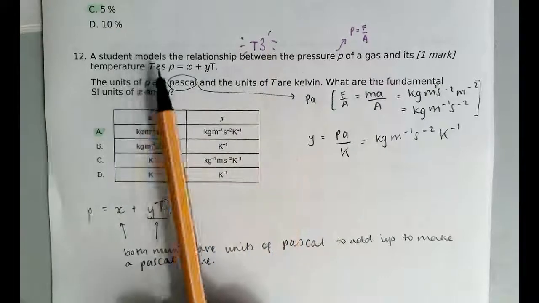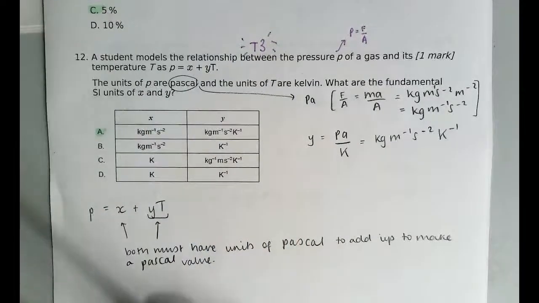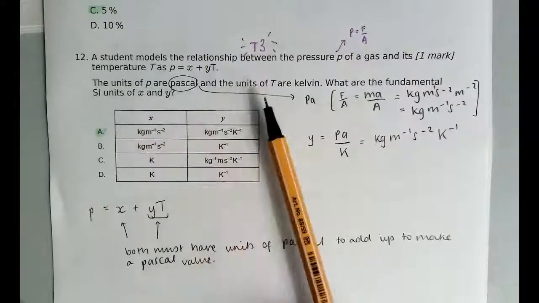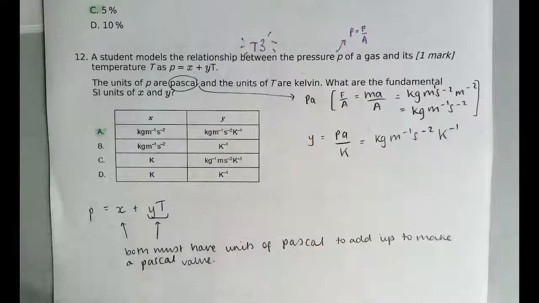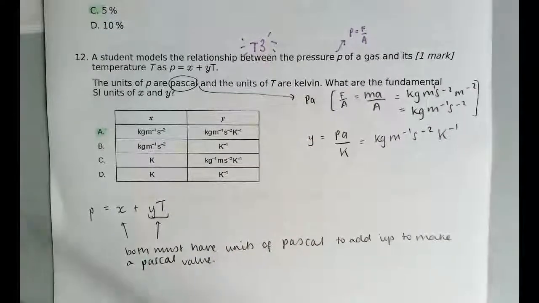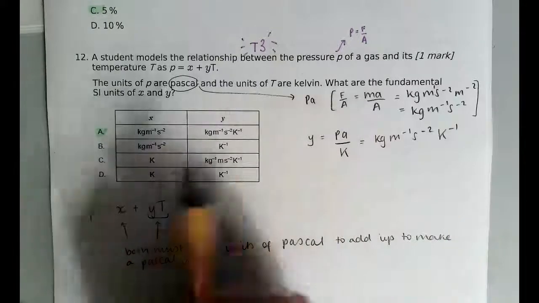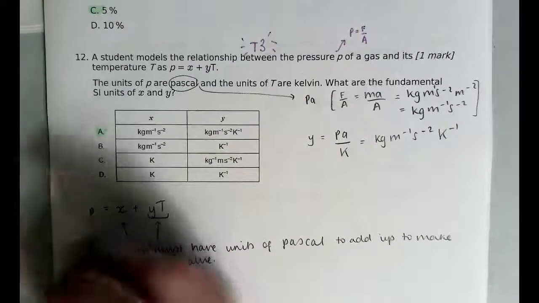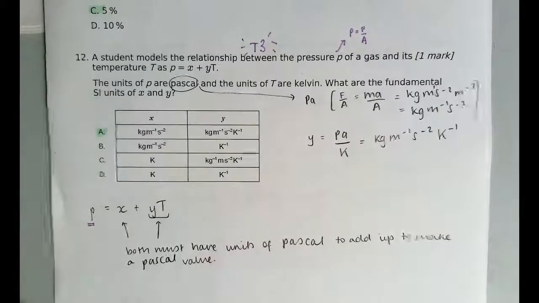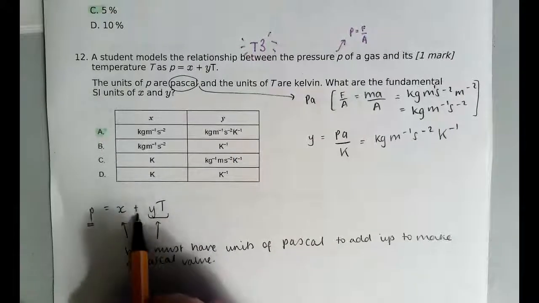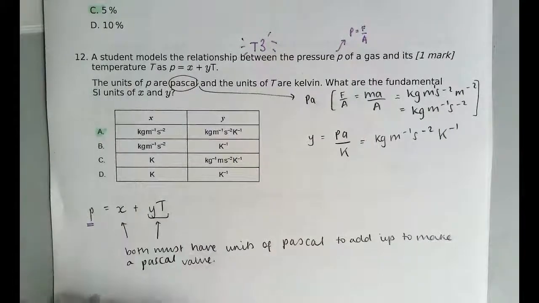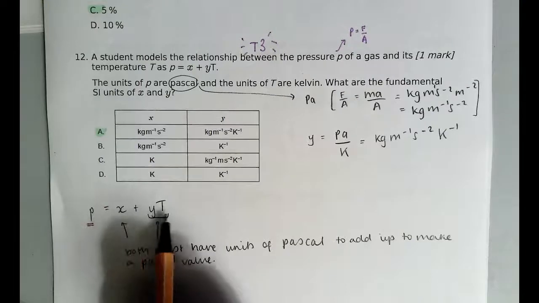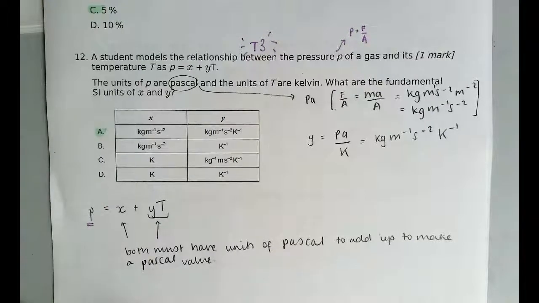So you also know temperature is T. They tell you the units are Pascal and Kelvin for P and T. Now firstly, to get a value of P, which is a pressure value in Pascals, I have to be adding two pieces of data. Both of these must also be measured in Pascals to add up to a Pascal value.